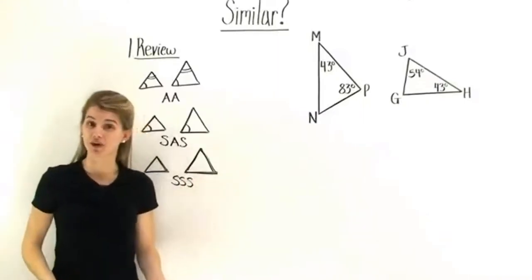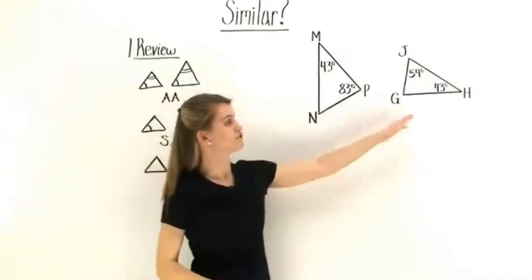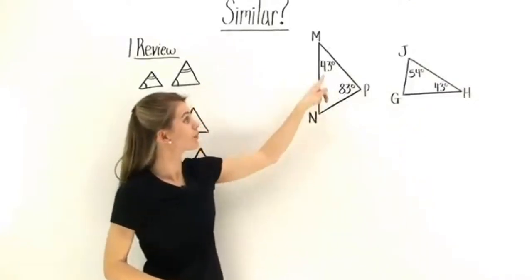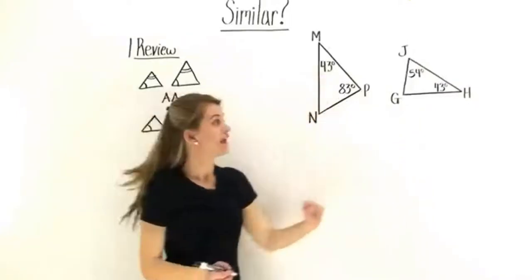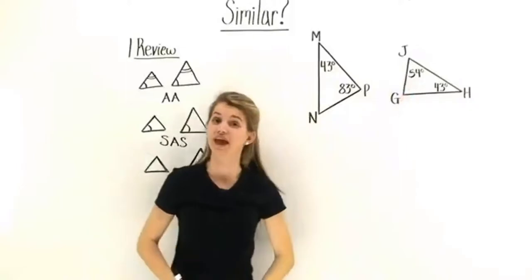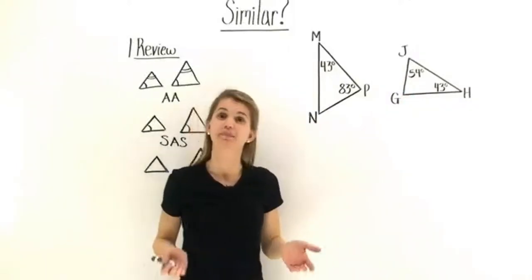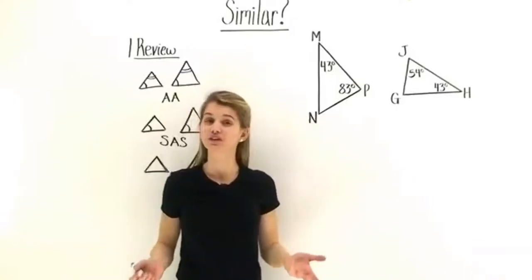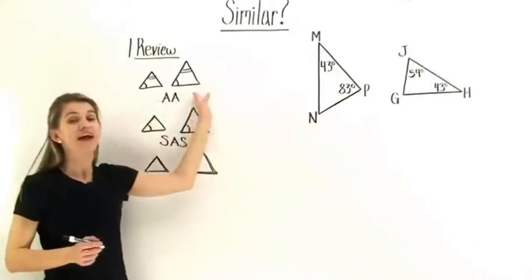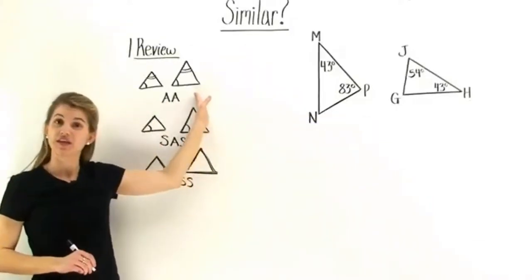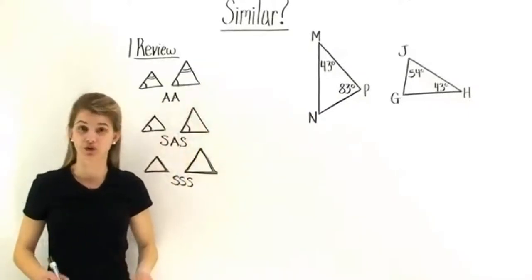So let's take a look at what we're given. Here, we have two triangles. In this triangle, we're given two of the angle measures. In this triangle, we're also given two of the angle measures. Well, we don't know anything about the side lengths. That means we're going to try to show that these two triangles are similar by the angle-angle triangle similarity postulate. That means we need two pairs of congruent angles.